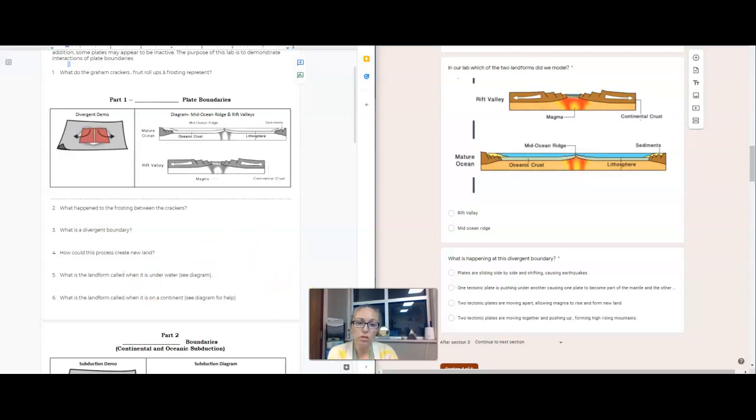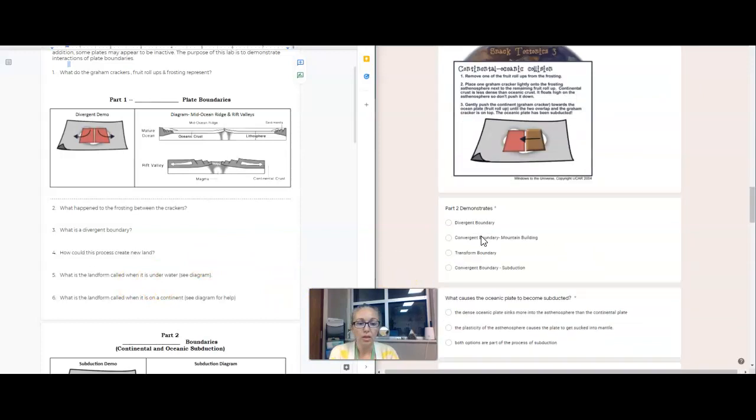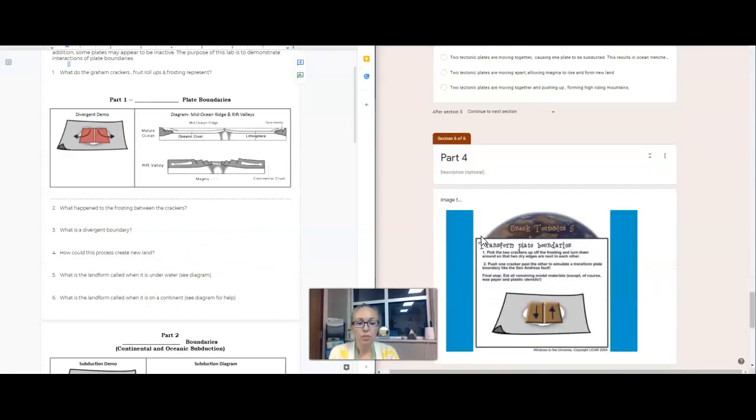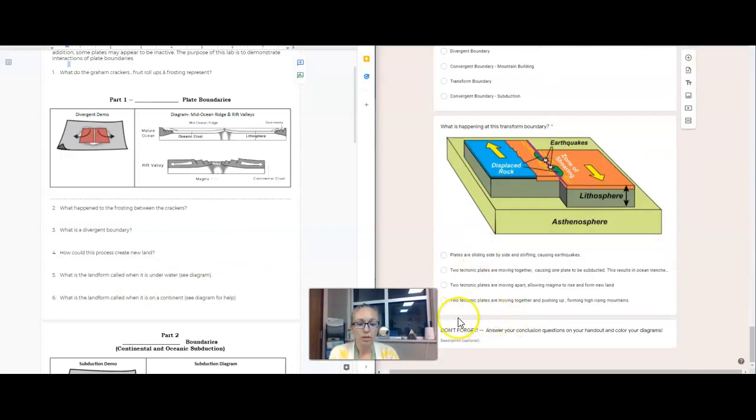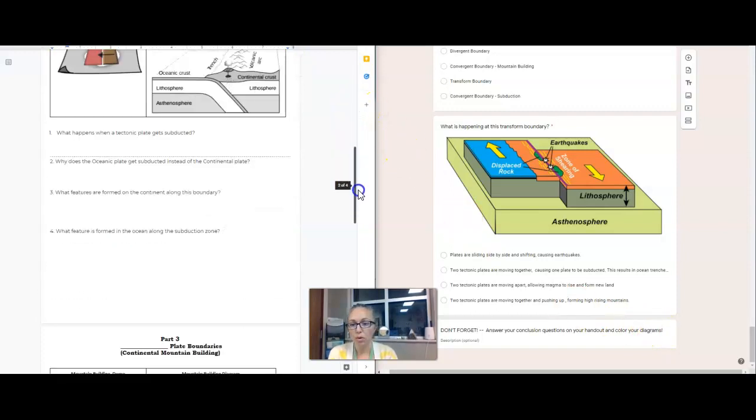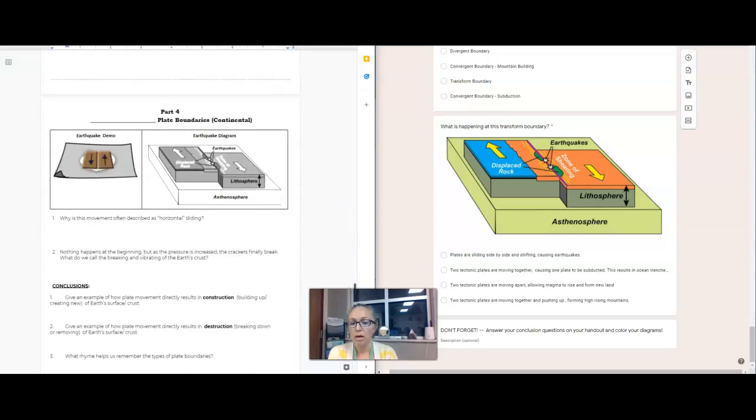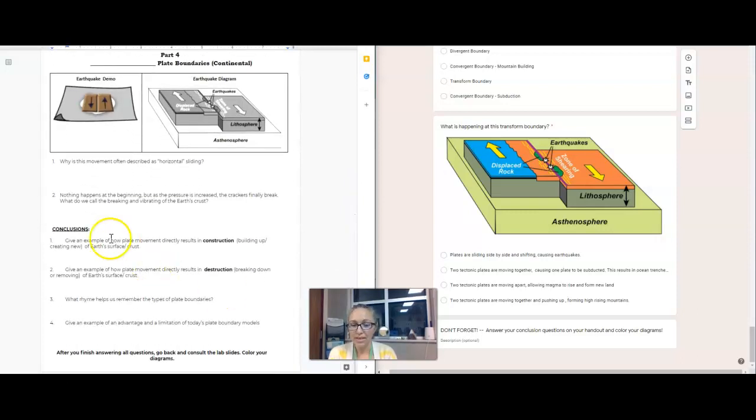Once you have finished with this, you will submit it, and it gives you a little reminder at the bottom that says, don't forget, answer your conclusion questions on your handout and color your diagrams. This takes you all the way through parts 1, 2, 3, and 4, but it doesn't have the information in your conclusion questions. Some of the things from the conclusions will be on your next real quiz.